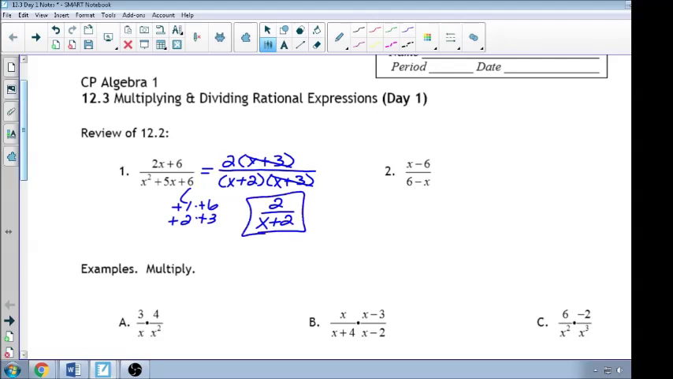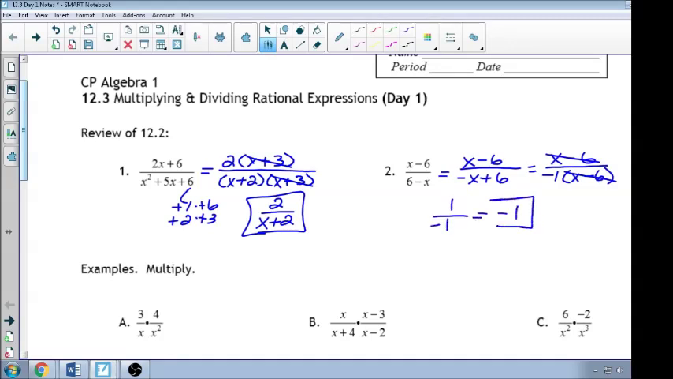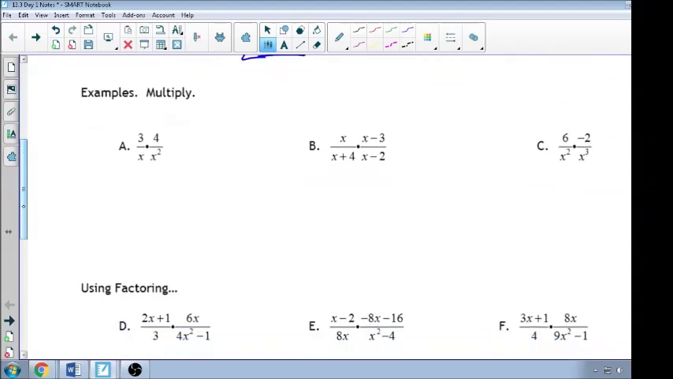On problem 2, I have the issue of my denominator being backwards, so 4 over x minus 6 over, I'm going to rearrange, and then I'm going to take out a negative 1 as my GCF. What that allows me to do then is to cancel the x minus 6's. 1 over negative 1 will equal negative 1. That is the review. If you have any questions on 12.2, please make sure you come and see me.